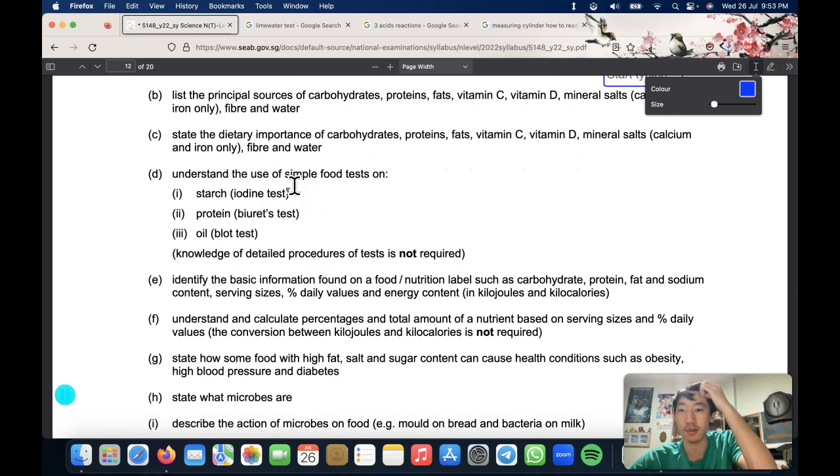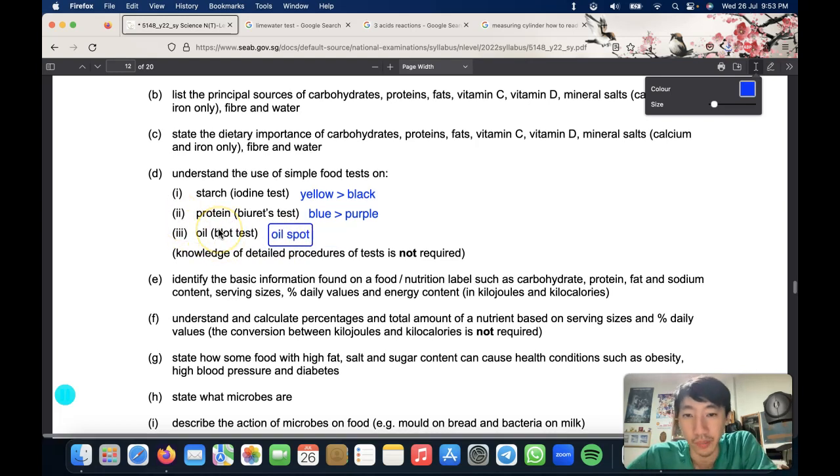Okay, simple food tests. We can test for starch using the iodine test. So if the starch is present, the iodine will turn from yellow to black. Then if I want to test for proteins, for example, like the chicken, the egg, kind of thing, I'll use biuret test. What will I see? From blue, it will turn into purple. So that means if purple, there is protein. Lastly, oil, you just see an oil spot. Very simple, oil spot.